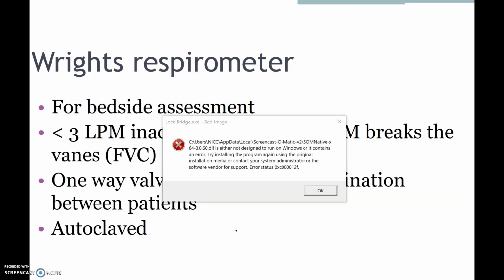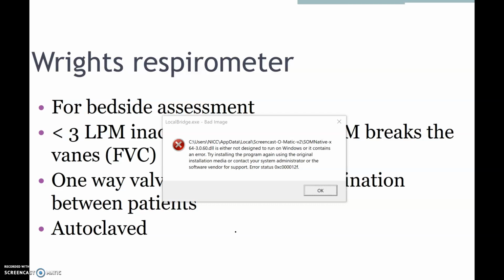So just the difference between a forced vital capacity, you can do a slow vital capacity on a Wright's respirometer. And again, remember, the vital capacity is where the patient takes a deep breath in and then they exhale as much air as they possibly can. In a forced vital capacity, they exhale that air very fast and forcefully. With a Wright's respirometer, you cannot do that because you'll break it, but you can do a slow vital capacity. So you could have the patient take a deep breath in and then blow all their air out, but do it in a slow manner.